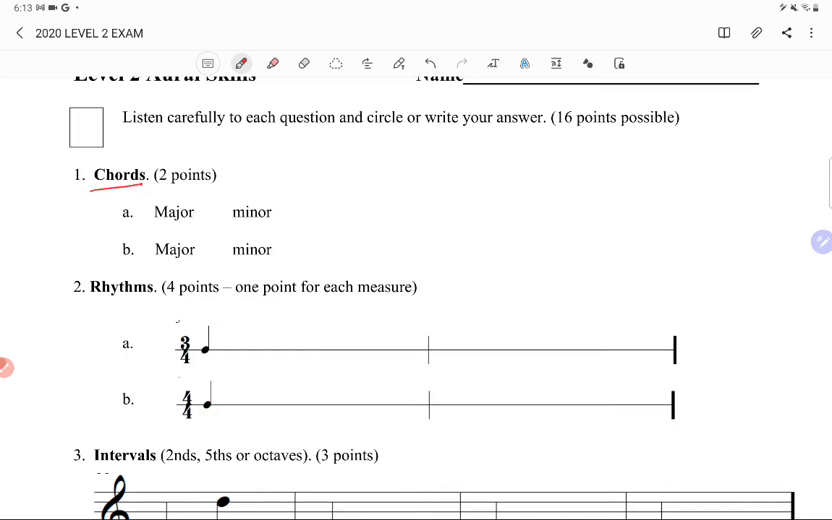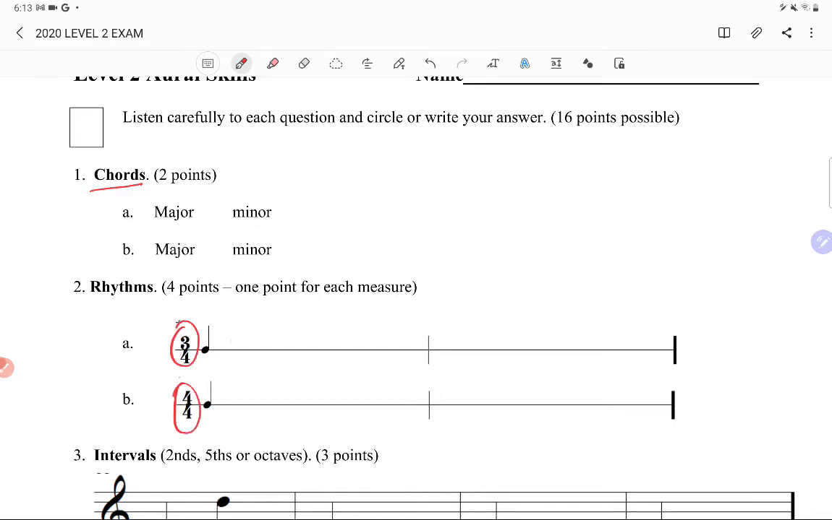Let me play for you. What do you think this one is? That's a major one. How about this one? That's a minor one, okay? Now I'm going to play them out of order. Okay, that's a minor one, right? How about this one? Still a minor one. How about this one? Sunny, right? That's a major.